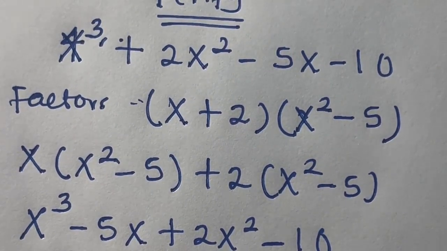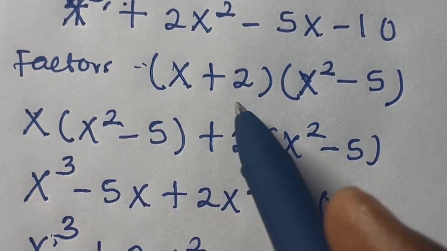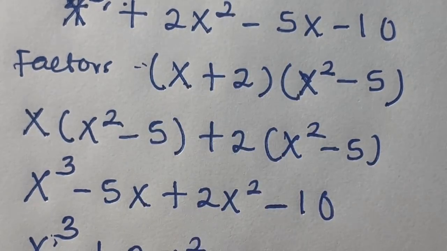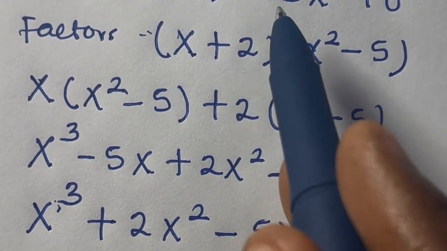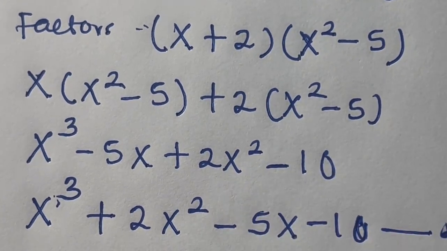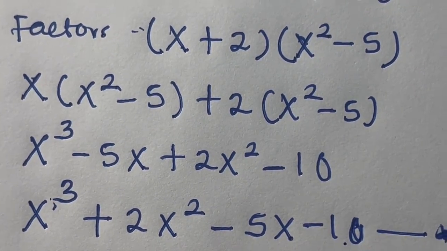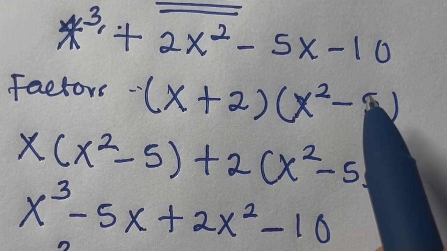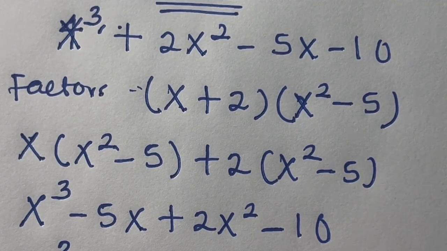We have x raised to the power 3 here, x raised to the power 3 here. We have 2x squared here, 2x squared here. We have minus 5x here, minus 5x here. We have minus 10 here, minus 10 here. So this is one of the first ways of factoring a cubic polynomial.